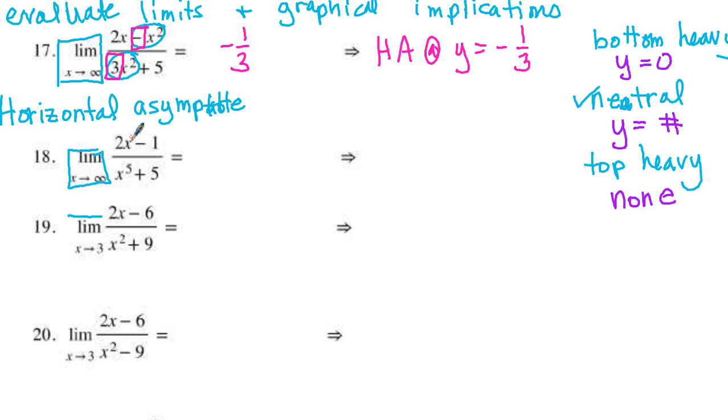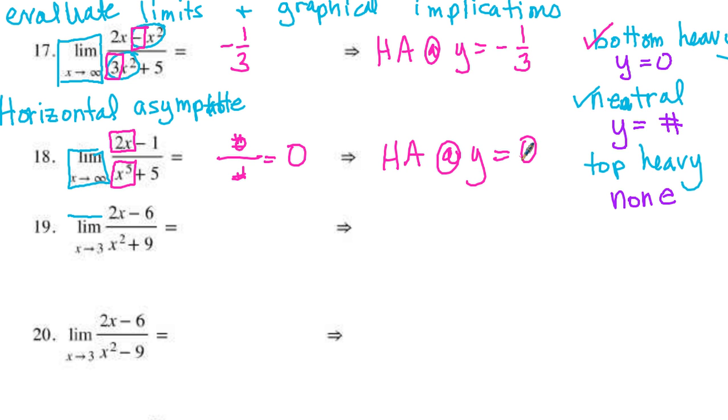Okay, for 18, we notice we have a linear equation on top and a quadratic on the bottom, or a 5th degree, whatever that happens to be, I can't really tell, which is definitely bottom heavy. Okay, a power of 5 is way much more than a power of 2, so it's going to be something over something big, 0 over a number, which is basically going to be 0. So we're going to have a horizontal asymptote at y equals 0.